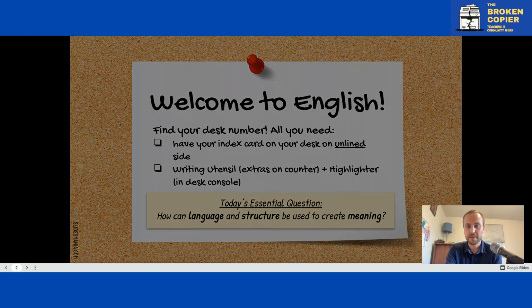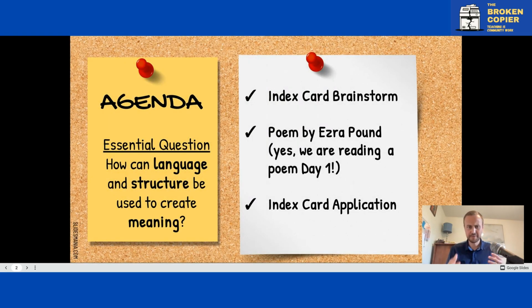So right off the bat, you've got kind of a quick agenda. You've got the essential question, one that we'll circle back to many times throughout the course. Three parts where they do a brainstorm with an index card that's probably sitting on their desks, or they pick up as they walk in. We read a poem. It's always a fun little reaction from students that they're reading a poem day one. And then we get to that application that I'll talk about at the end.